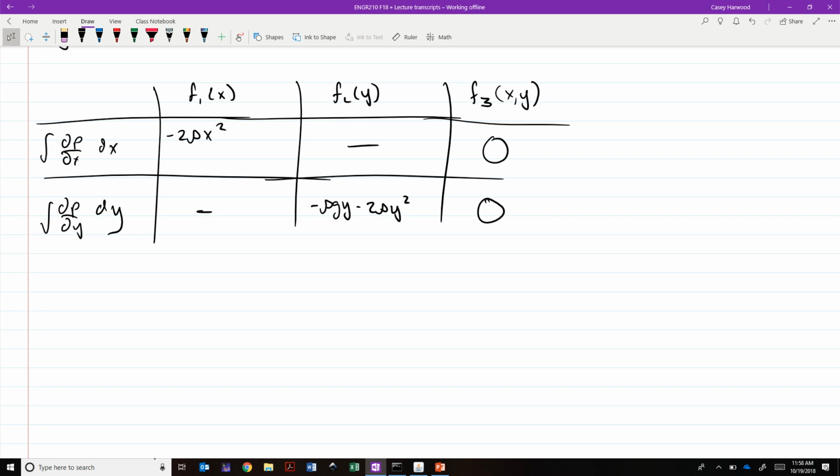So it's simply sum down, and we would say the pressure of x and y is equal to -2 rho x squared minus 2 rho y squared minus rho g y. And then there's always possibly that constant at the end.